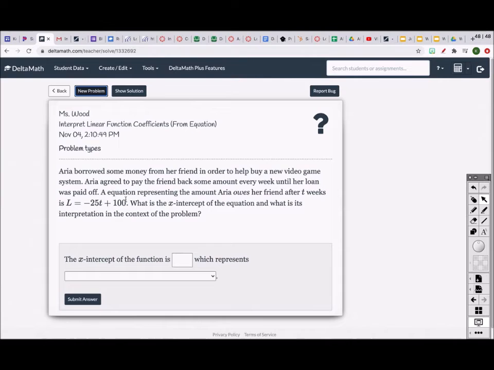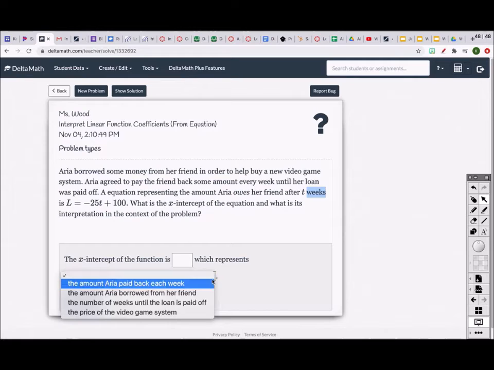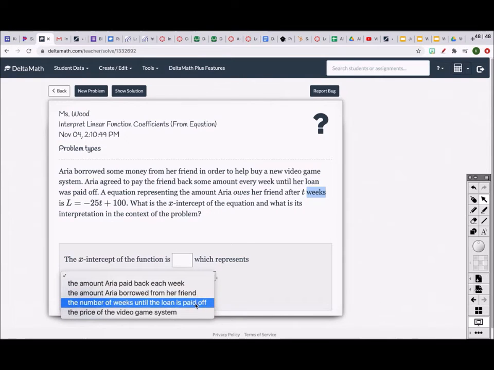So what it started with is that she borrowed money, and so she owed her friend $100. She's paying back her friend $25 each week. So what is the label for t, our x-axis? It is weeks. So when I say that it's 4, it means that it's going to be 4 weeks until she pays back her friend. Is it the amount of money paid back? No, she pays back $25. It is the number of weeks until the loan is paid off.